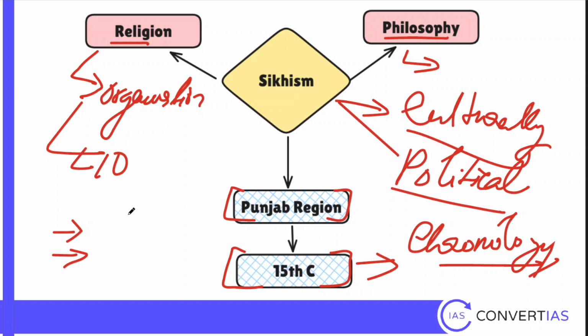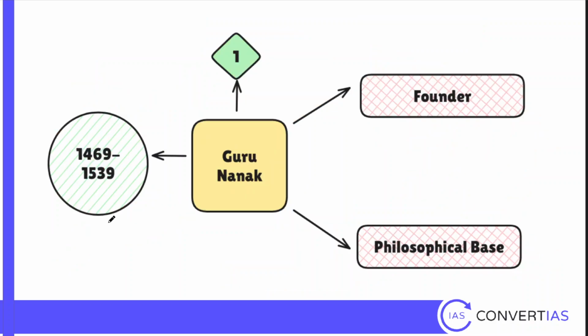So in the next few slides, I'm going to explain the dates. I'm going to explain the context in which each Sikh Guru should be remembered. Just 2 points each for each Sikh Guru, and only the major Sikh Gurus. We are not going to look at all 10 Sikh Gurus, only the major ones, and 2 points each. Just remember that, including the timeline. So let's start with Guru Nanak.